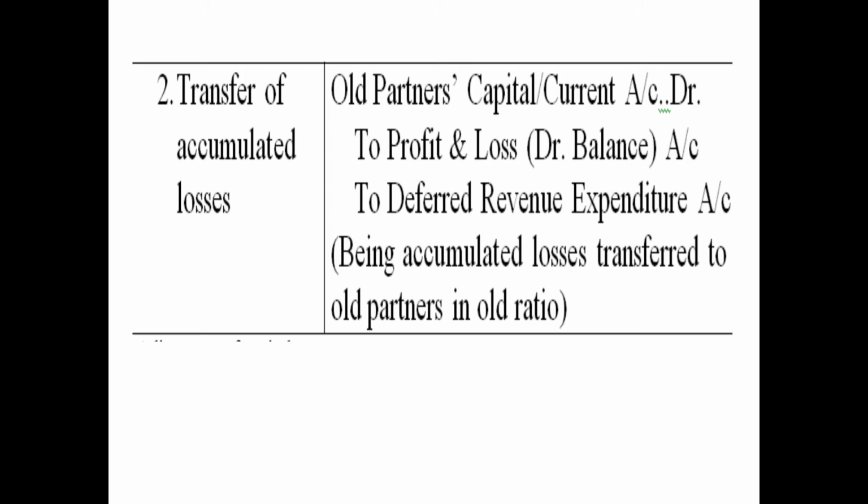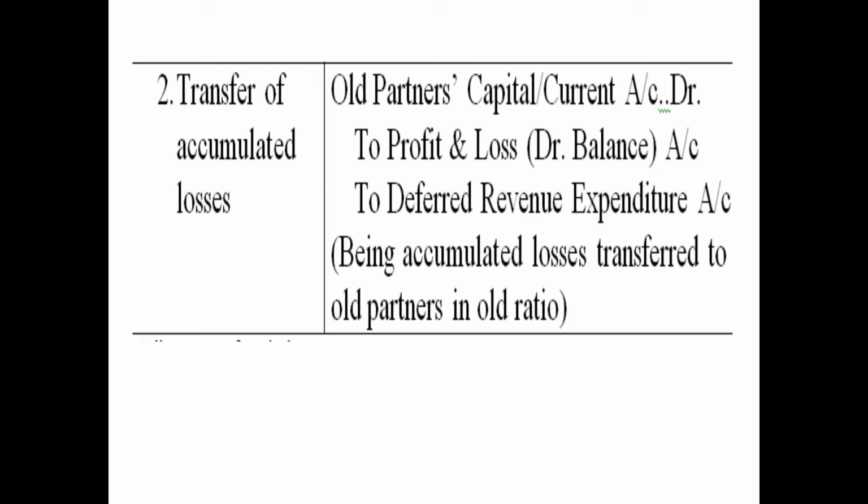The second entry is for transfer of accumulated losses. The logic behind it is that all the losses have a debit balance. So when we are writing off the losses or distributing the losses, they will carry an opposite balance because they will get closed. So losses have a debit balance, while distributing or writing them off, they will carry a credit balance. And when we are giving the losses to the partners in their capital or current account, their capital or current account would decrease, which will decrease the liability of the firm. Therefore, it will be debited.